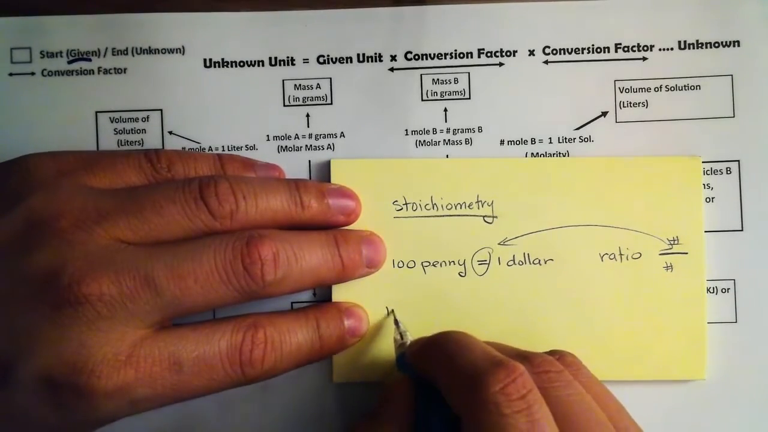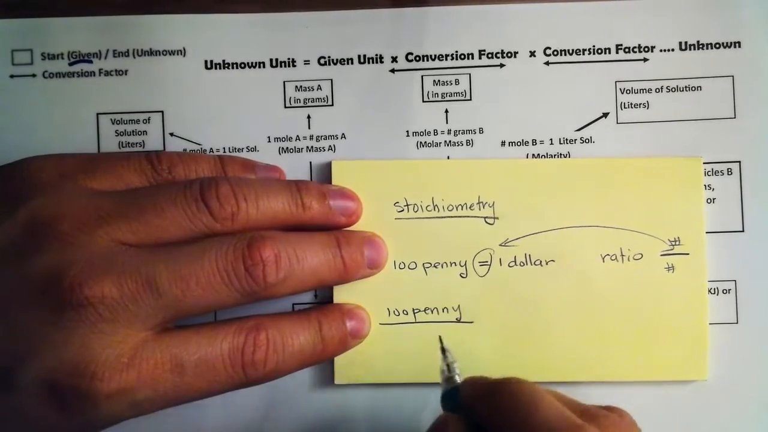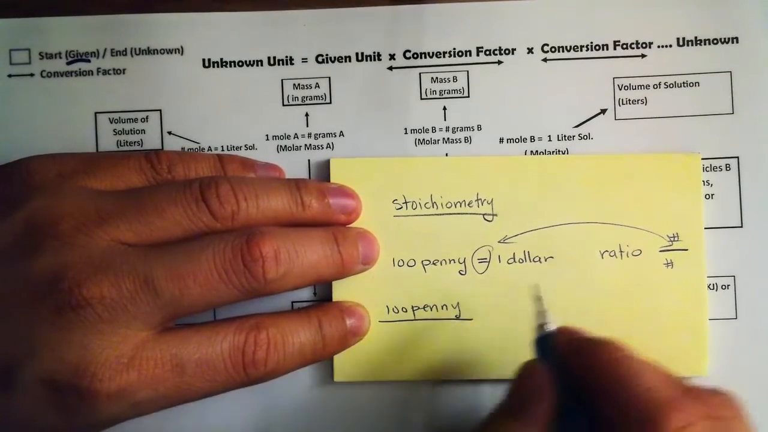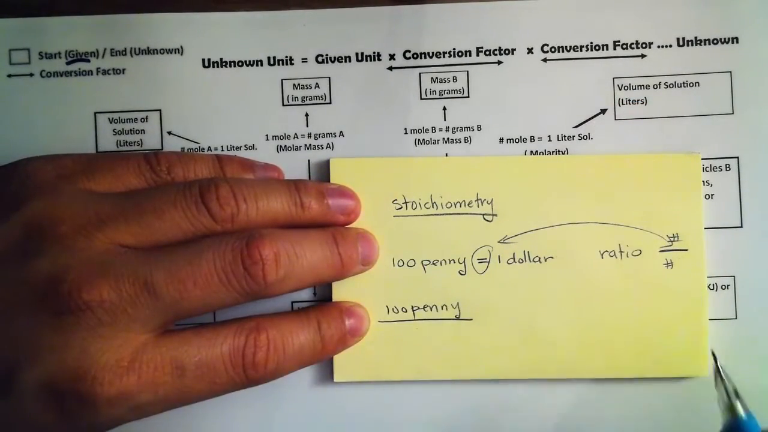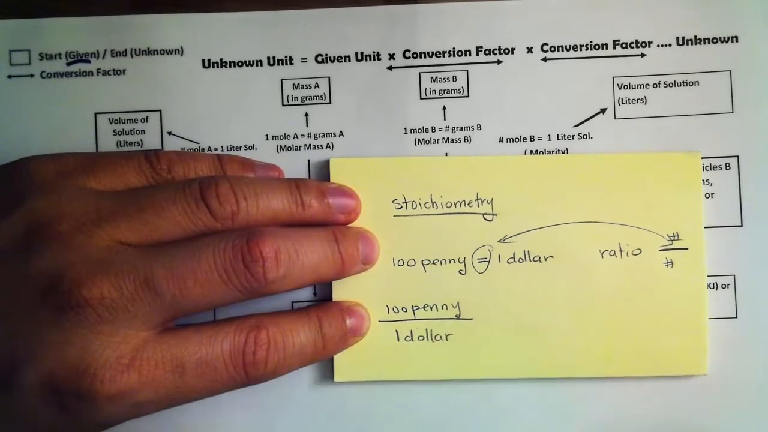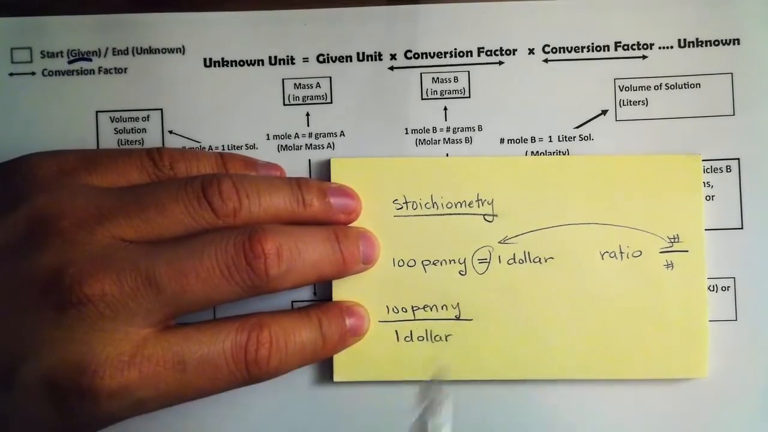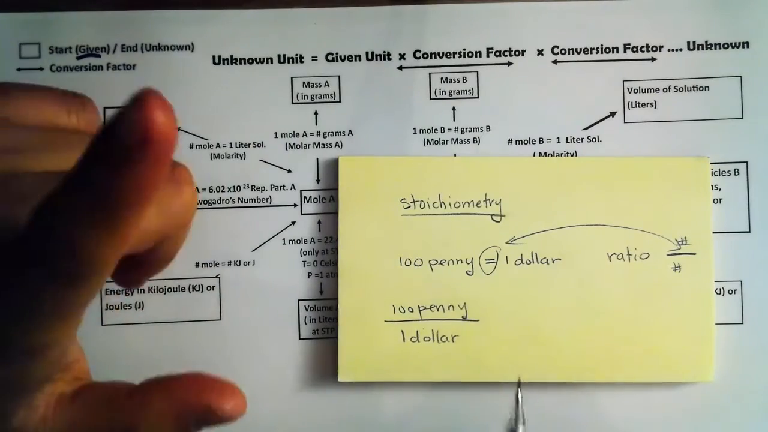So let's put 100 pennies on top. It doesn't matter, okay? 100 pennies on top. If this measurement is on top, the other side must be on the bottom because there are only two places to be, either top or bottom. So we have $1 on the bottom. Now remember, a conversion factor is an equivalence. That means they are equal in terms of values.